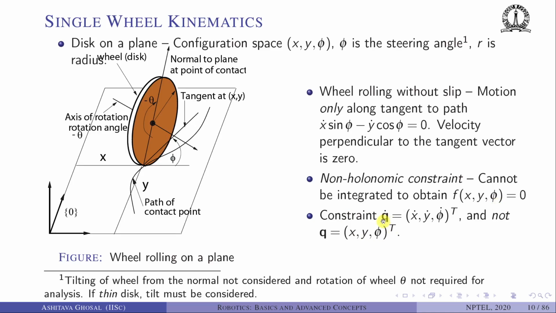The constraint is in terms of q dot, which is in terms of x dot, y dot and phi dot, and not in terms of x, y and phi. So the constraint restricts the q dot variables by this equation. However, it does not restrict x, y and phi.